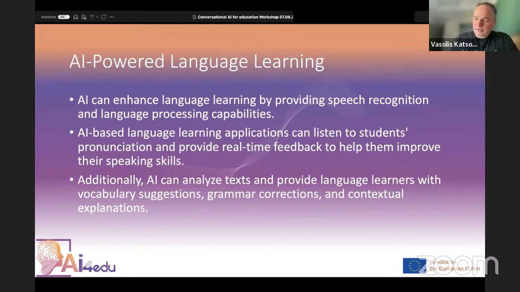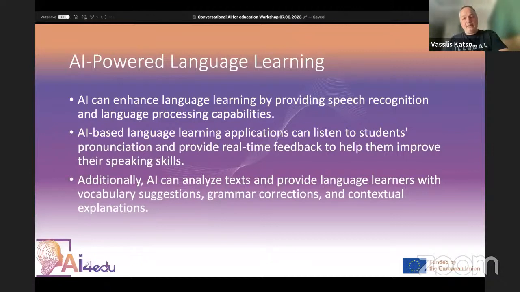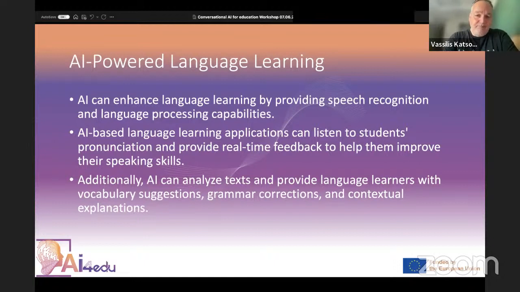With speech recognition, we convert speech to text, but we are also able to analyze the pronunciation patterns and provide feedback related to the speaking skills of students and presentation skills, for example. At the same time, AI and NLP can analyze text with respect to vocabulary, grammar corrections, and other contextual explanations.